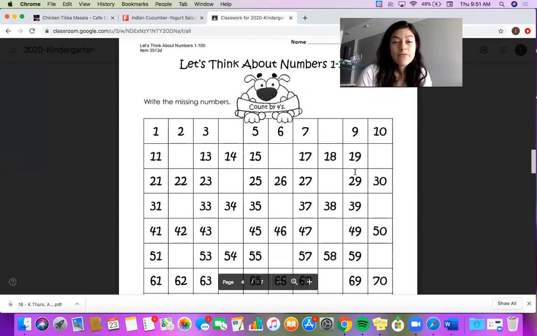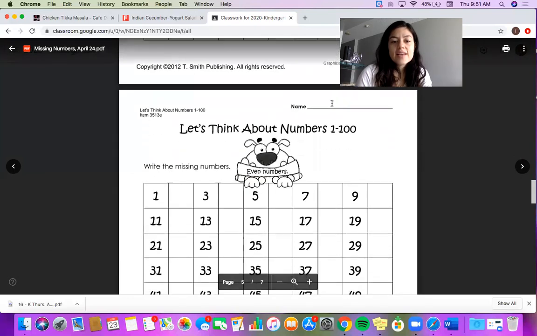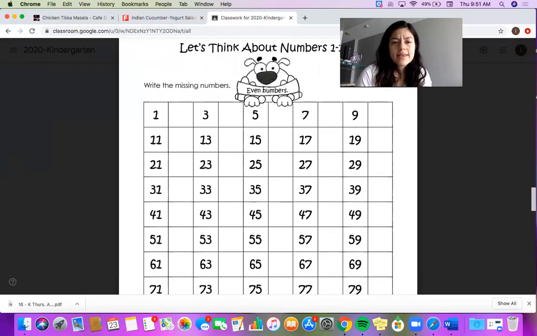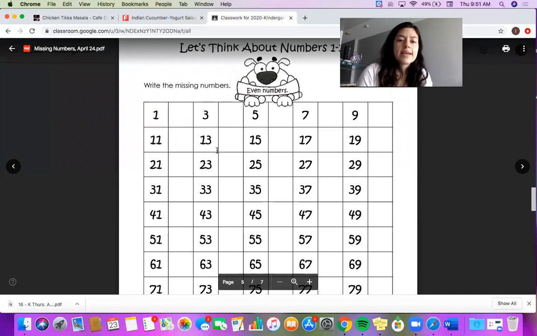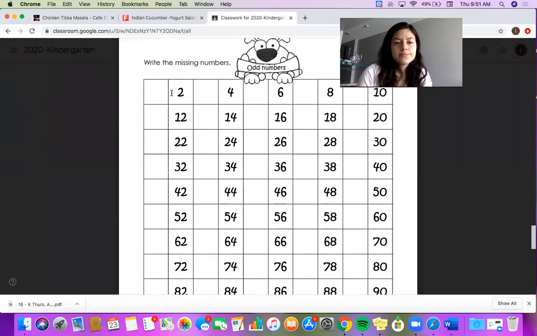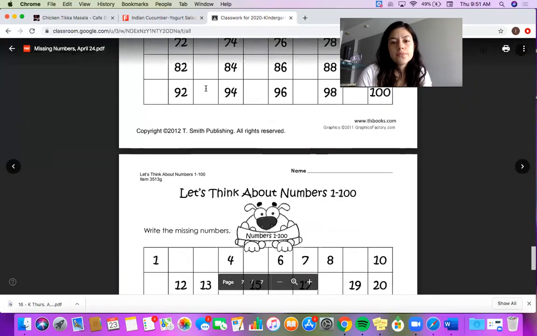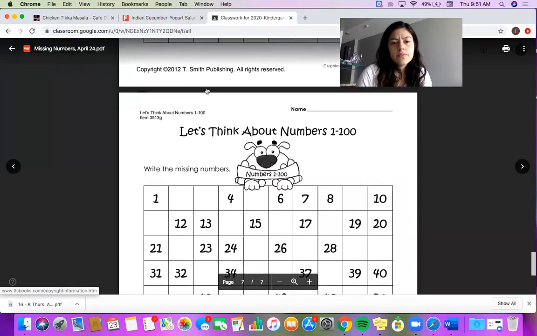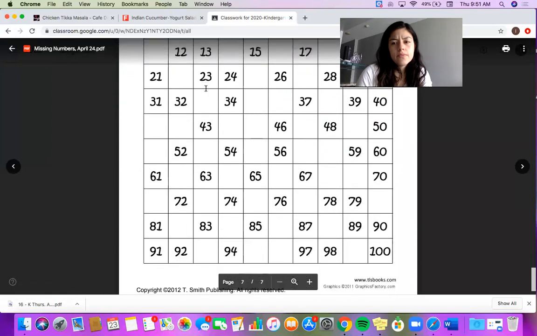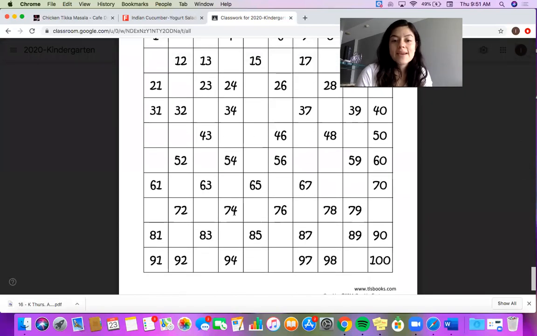Next one's going up by 4s. 1, 2, 3, 4, 5, 6, 7, 8. And the last one goes up by even numbers, so every second number. Oh, there's one more going up by odd numbers. So you start with the 1 and you go up by 2. And there's another one. This one doesn't have a pattern. It just has a bunch of scattered missing numbers.